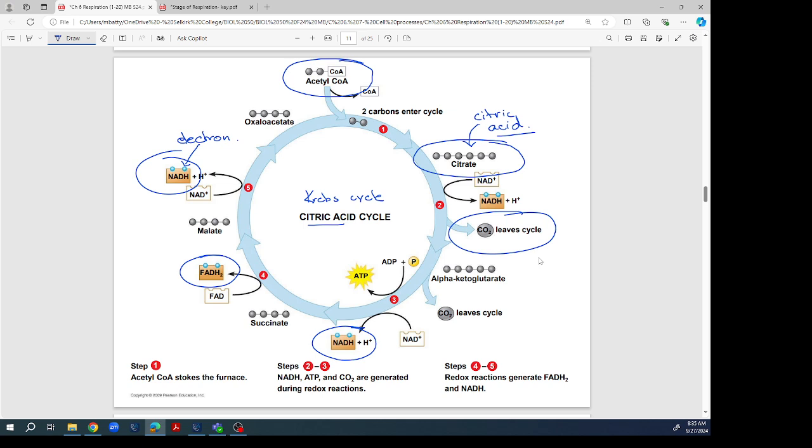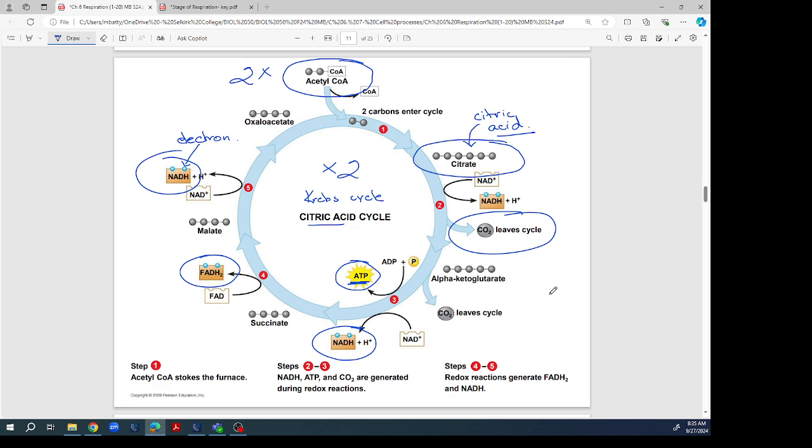The last thing to focus on here is the product of ATP. Now, I can see that there's 1 molecule of ATP being made here, but if we remember, there were 2 acetyl-CoAs coming into this, 2 acetyl-CoAs when we broke down that glucose molecule. And so this whole Krebs cycle is in duplicate, and that's how we get 2 ATPs out of the Krebs cycle.